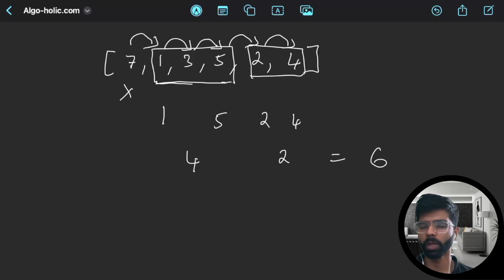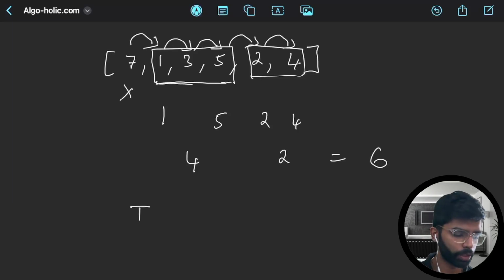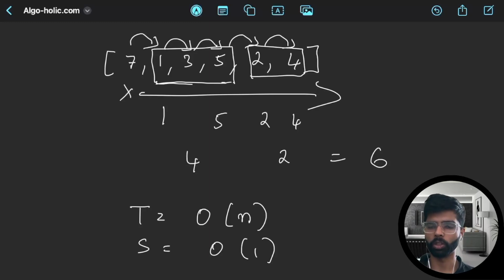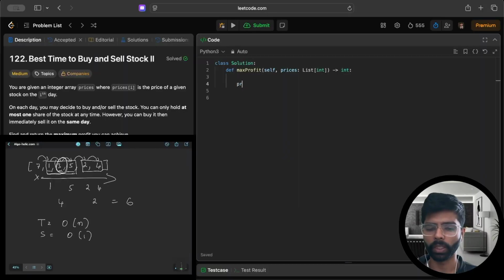Once we code this up, it's going to become much more clear. The time complexity is going to be O(n) because there's just one pass and we're not taking any extra space. So this is the most optimal solution. Let's quickly code up the optimal solution. Now we can either start from 0 and go up until n minus 1, or start from 1 and go up until n. So this is just a personal preference.